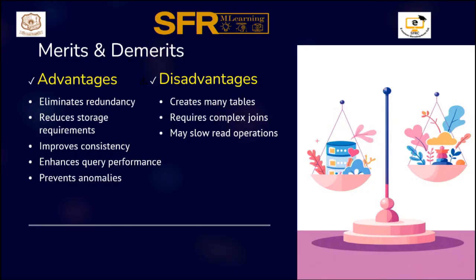Third one is improves consistency. It prevents data anomalies by ensuring each piece of data is stored in one place, reducing inconsistencies. Next one, enhances query performance. It simplifies queries by breaking large tables into smaller, more manageable ones, leading to faster data retrieval. And the final one, prevents anomalies. It prevents issues like insertion, deletion or modification anomalies that can arise from redundant data.